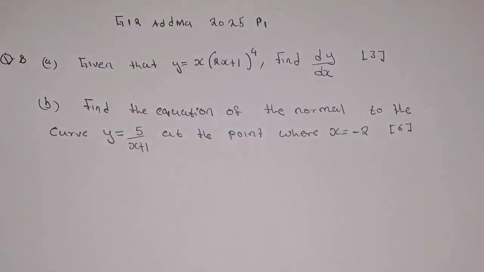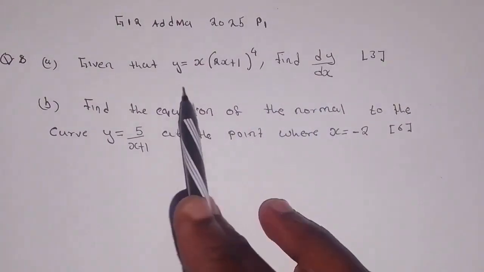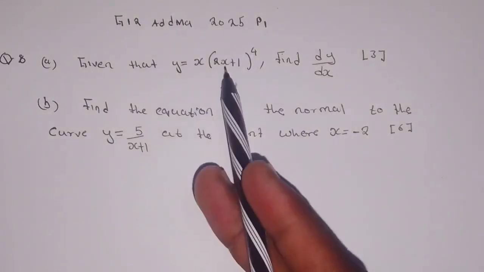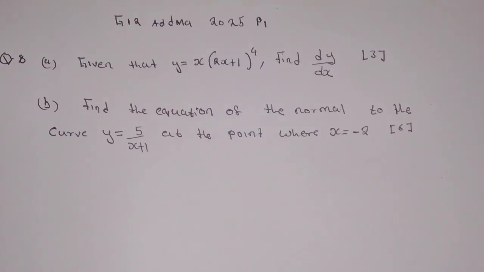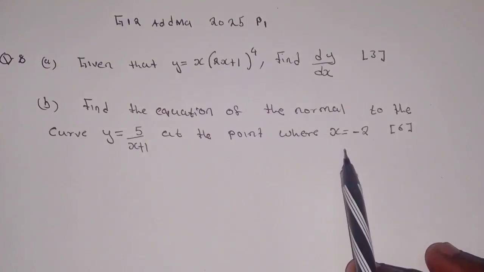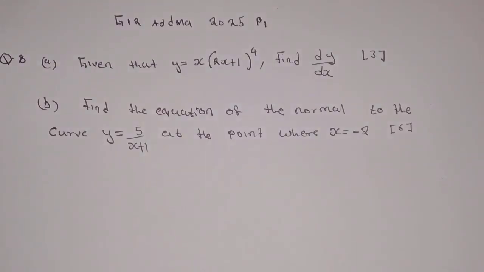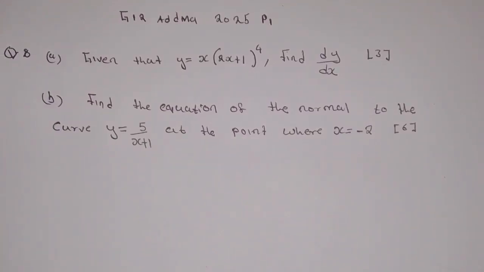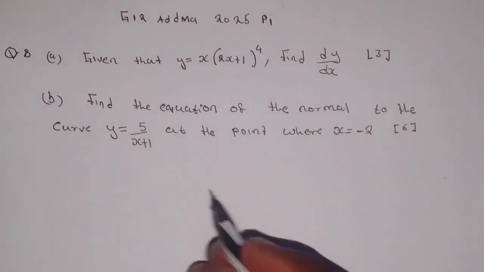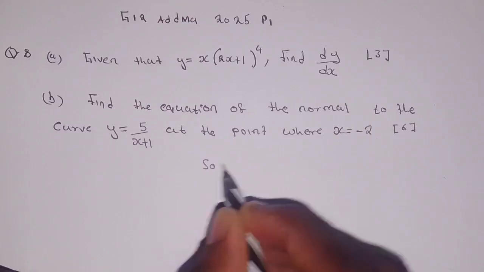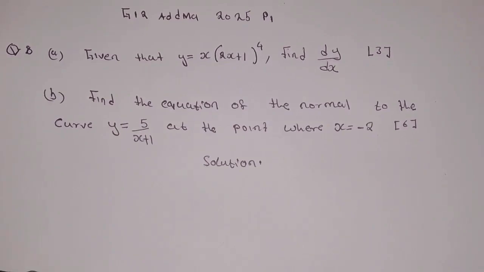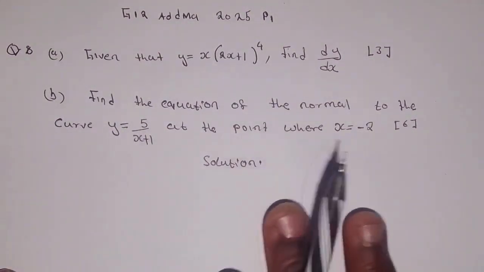So in the first question, we have been told to find dy/dx of this function. So in short, they just want us to differentiate this. And on part B, they just want us to find the equation of the normal at the point where x is equal to -2. So follow attentively so that you don't miss any step. Okay, so we have our solution. Let's begin by answering question 1.